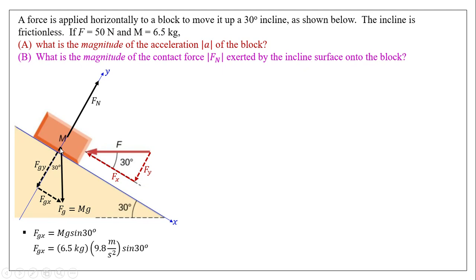So if you've done a bunch of incline problems, you know that F_gx is always going to be mg sine theta. So plugging in, mass is 6.5, g is 9.8, sine of 30. And then if you plug in your calculator, you get F_gx, which is equal to 32.7 newtons. And that's just the magnitude.